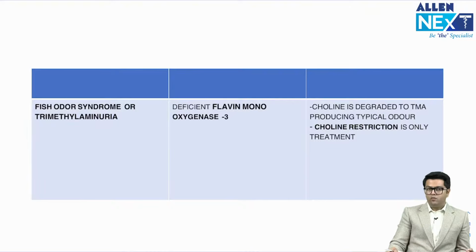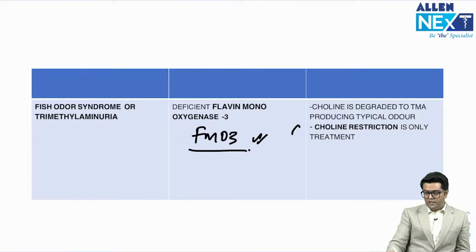Clear, guys? Now, very important again, trimethylaminuria has been asked previously in NEET PG, and also called fish odor syndrome. So both are the same, fish odor syndrome or trimethylaminuria. What is the name of the enzyme deficient here? Flavin monooxygenase 3, FMO3. Guys, this is due to the consumption of choline, right? Choline is degraded to trimethylamine, which has a rotten fish odor, and this enzyme removes the trimethylamine in the liver, right?